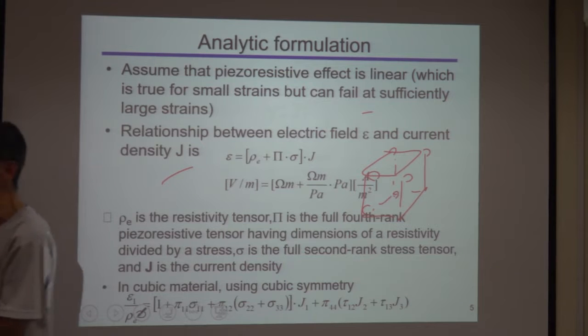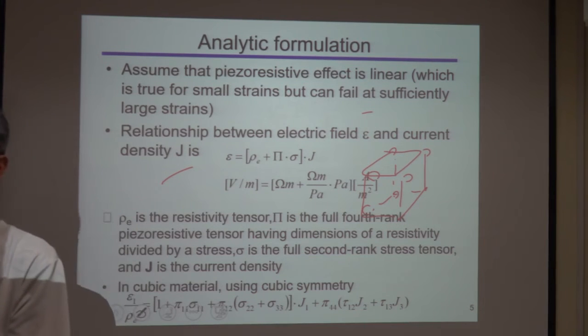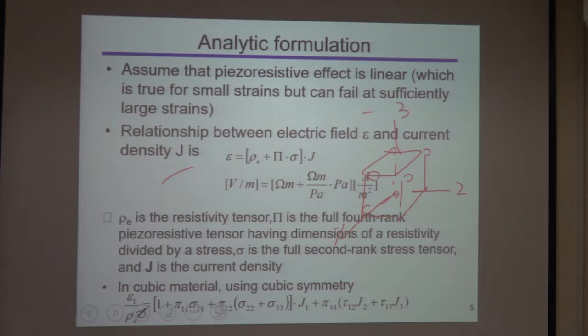Okay, now we apply force. If this is 1 direction, this is 2 direction, this is 3 direction. The force applied to this surface, the 1, 0, 0 surface, we have a force. Then the force divided by the cross-sectional area, force divided by the area, is stress.